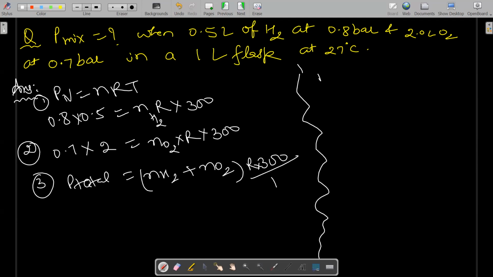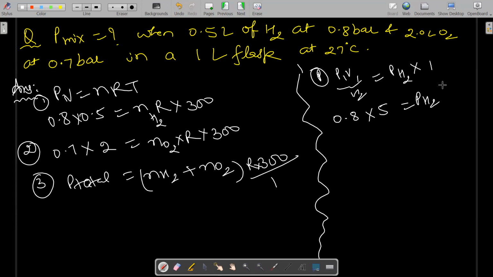Okay, this is one method. By another method also you can do it. Suppose for hydrogen, this is P1 V1, and this is P2, the partial pressure of hydrogen, into volume, that is the 1 liter flask. That is 0.8 bar into 0.5 liter, the partial pressure of hydrogen, upon 1. This will be easier, no need to do so much calculation. Similarly, for oxygen, you can take 0.7 bar, same concept.